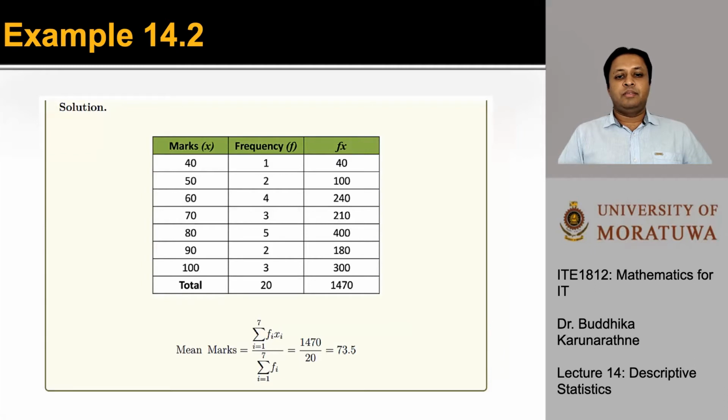You divide the sum of all the FX values, that is 1470, by the number of students, that is the sum of the frequencies, which is 20, and it gives you 73.5 as the mean mark of a student. So that's when you have frequencies and corresponding values.